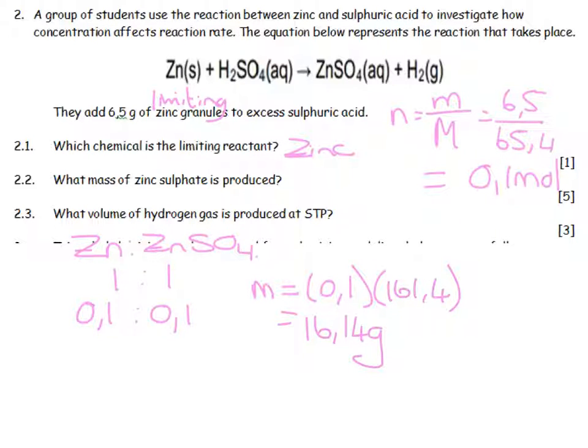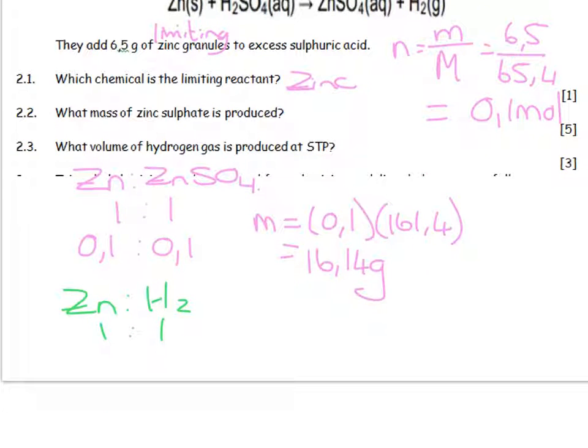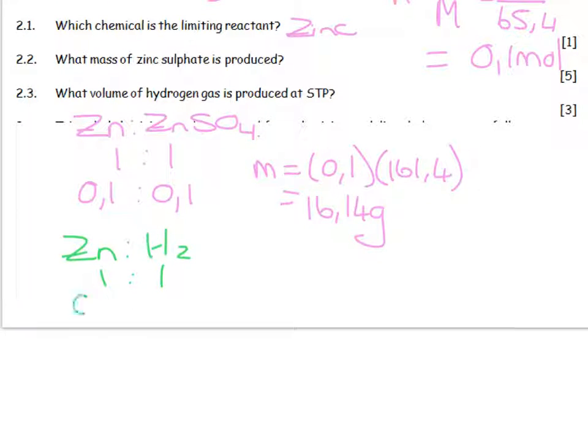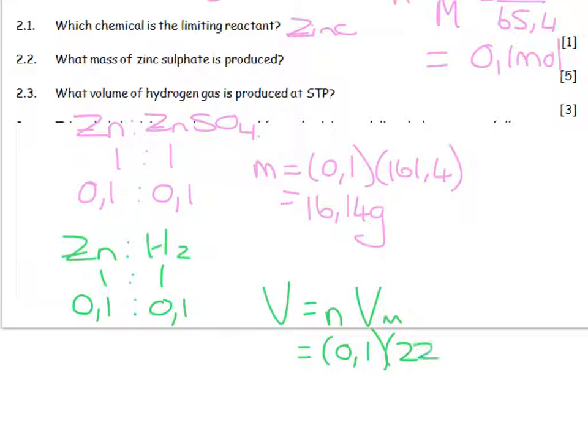What volume of hydrogen gas is produced at STP? If I'm going to do a relationship, it is between zinc and hydrogen, which is again a 1 to 1. Again, I haven't got 1, I've got 0,1, so I'm going to say 0,1, which I've kept in my calculator, is to 0,1. Volume is equal to the number of moles multiplied by molar volume: 0,1, which I stored in my calculator, times 22,4, and I land up with 2,24 decimeters cubed.